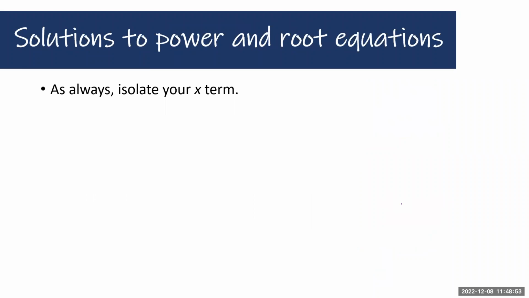Now that we have the basic understanding of power and root equations, we can talk about how to solve them. As always, you want to isolate your x term. Now, sometimes you're going to have to isolate your power term, not necessarily just the x, because it'll be tied to a power with something else, and we'll see that in our second example.